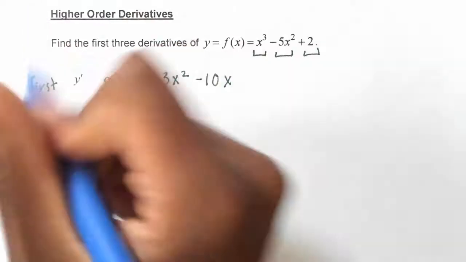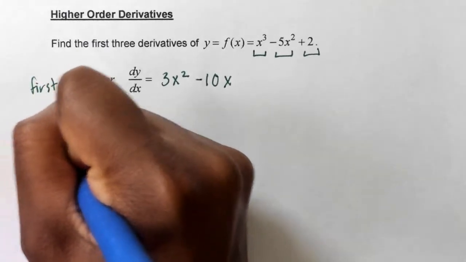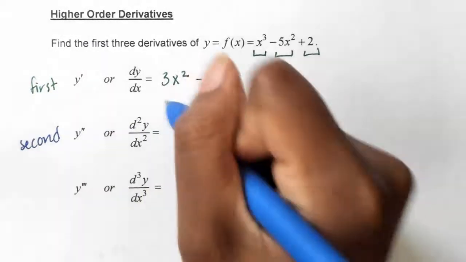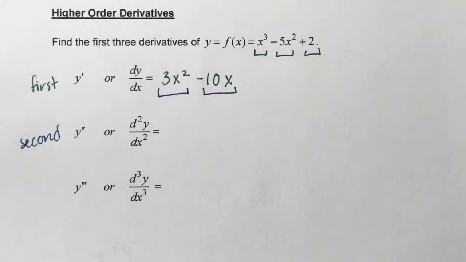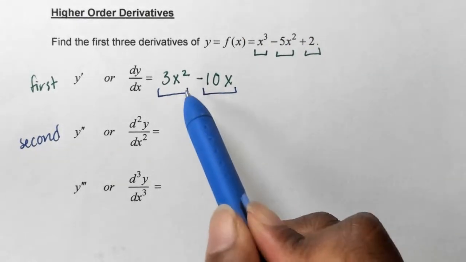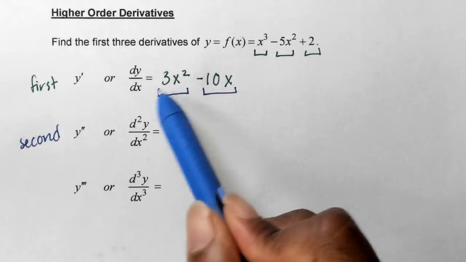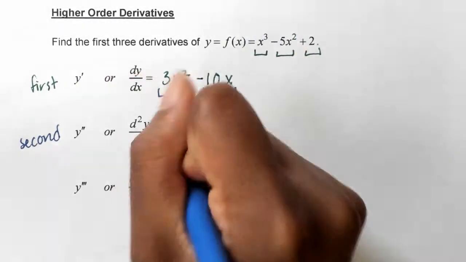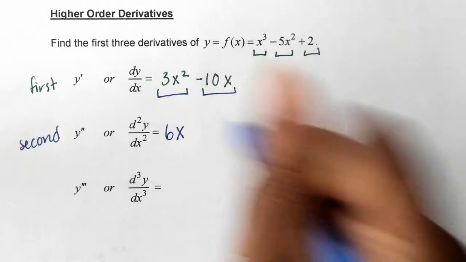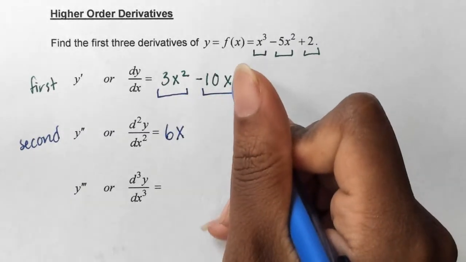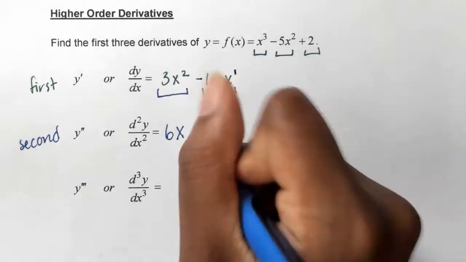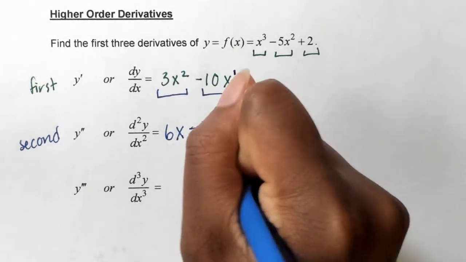The second derivative requires us to find the derivative of the derivative. So we will find the derivative of 3x squared minus 10x. The same rules that we usually have. So bring down the 2, 2 multiplies the 3, so we get 6x. And then here, the exponent is 1, so we'll bring down the 1, and we get minus 10.